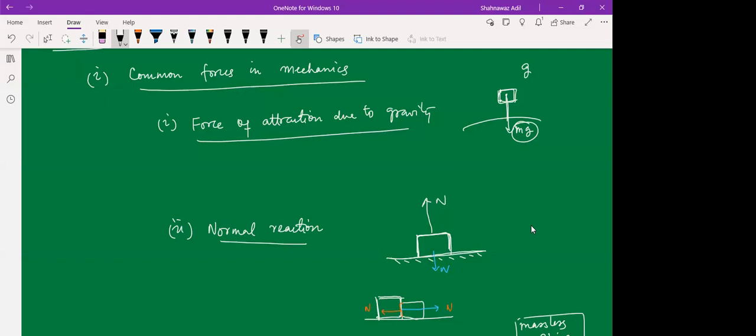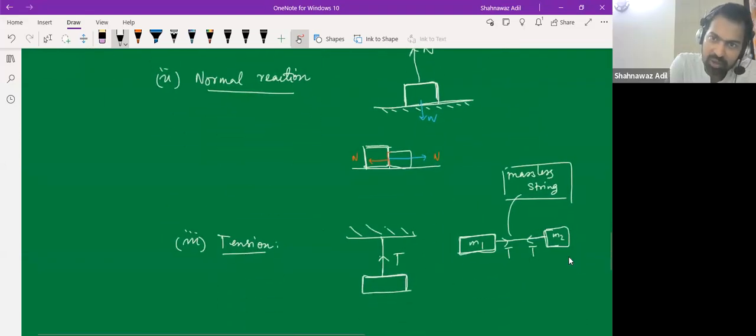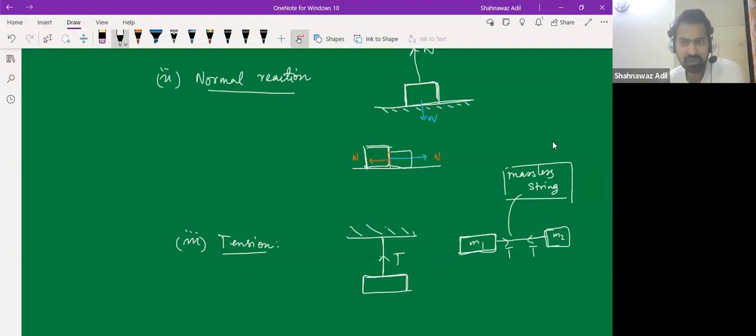Whenever you see surfaces, you apply normal reaction. Whenever you see strings, you apply tension. Whenever you see an object hanging, you apply the weight, which is the force due to gravitation. In here it is also experiencing weight, but we'll talk about that later.